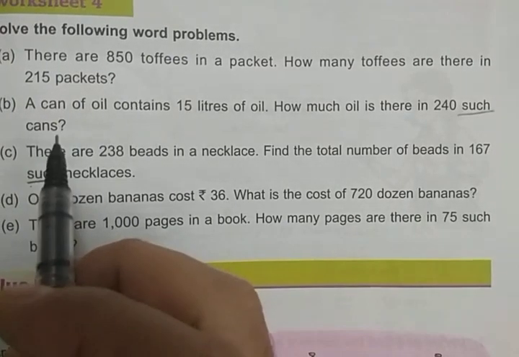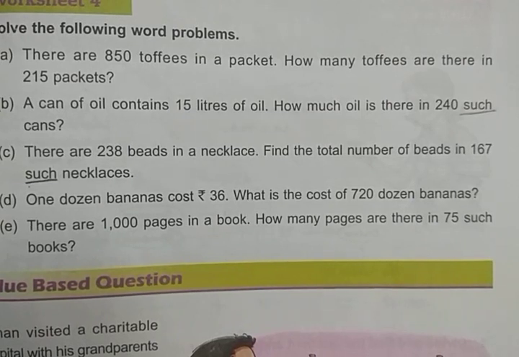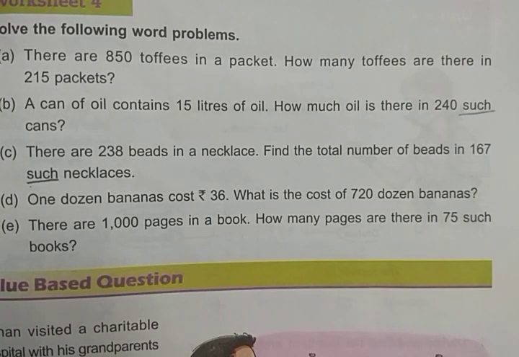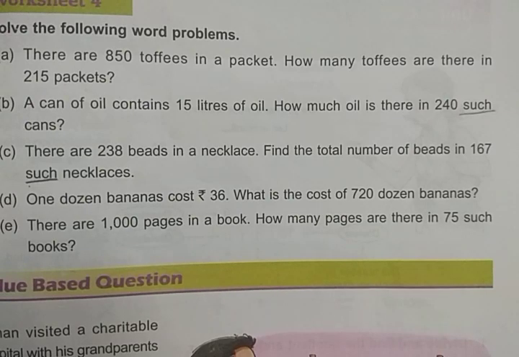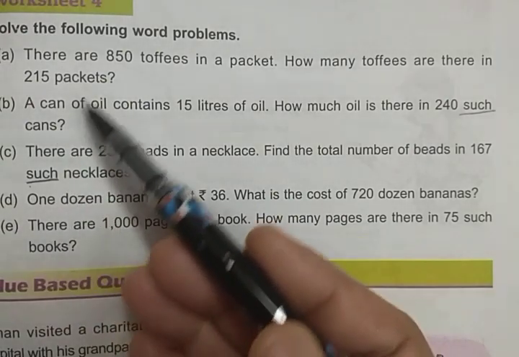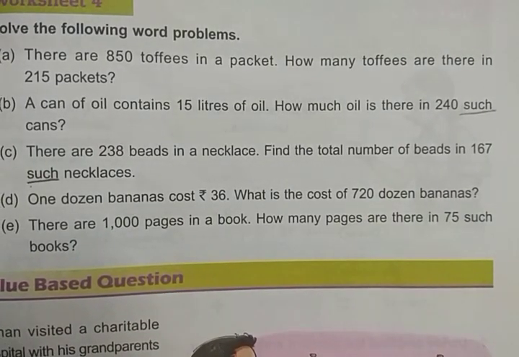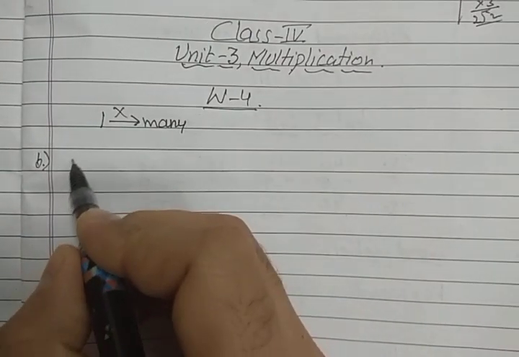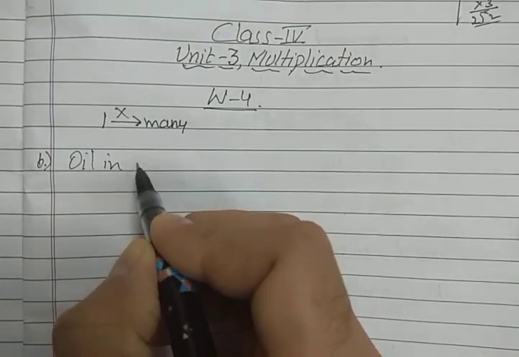That means oil in one can is given. You have to find out the oil in 240 such cans. So here we have to multiply. You can easily come to know that here one thing is given and you have to find out the many. So here the oil in one can is given.